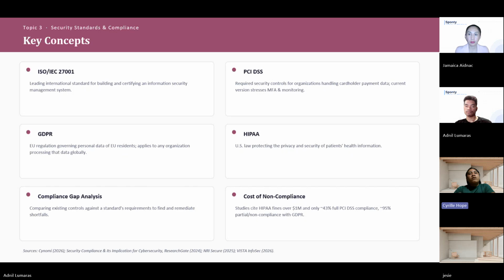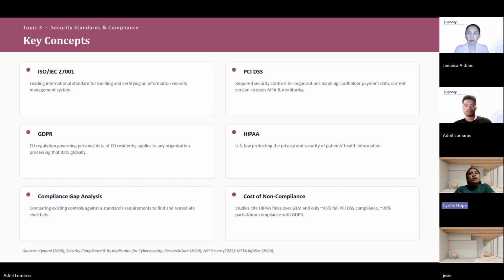Finally, compliance is not a one-time event. Even after certification is achieved, standards like ISO 27001 and PCI DSS require periodic reassessment and continuous monitoring, while the compliance program has to be staffed and funded on an ongoing basis, not treated as a project with a defined end date.